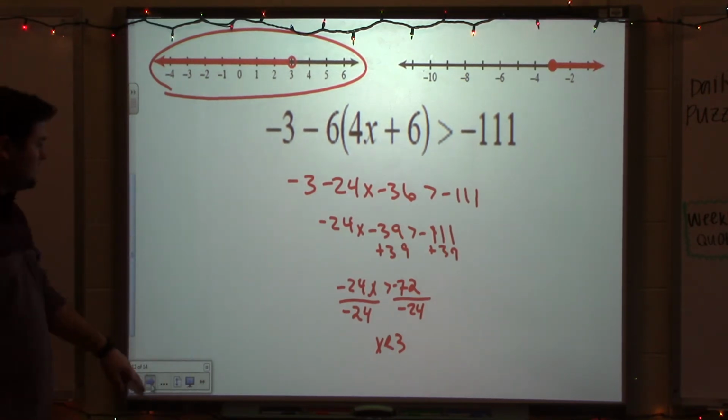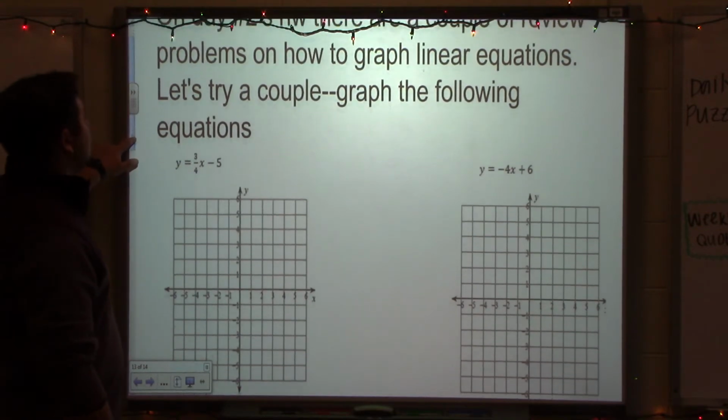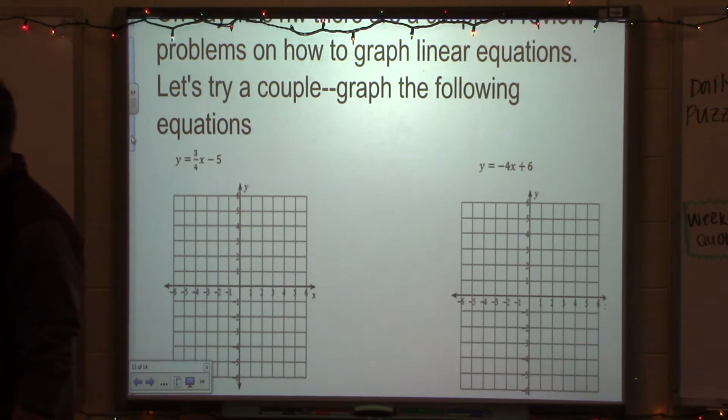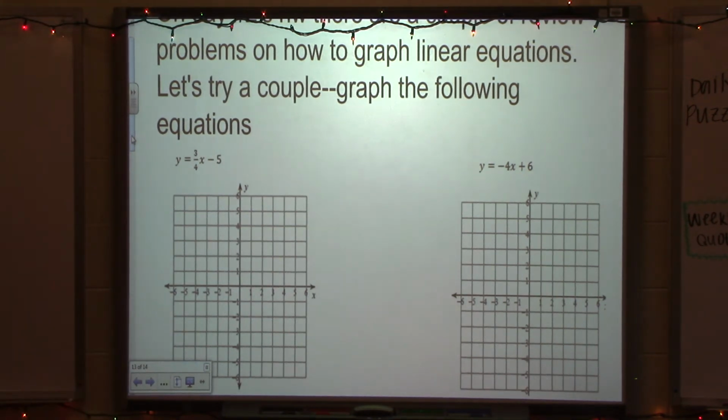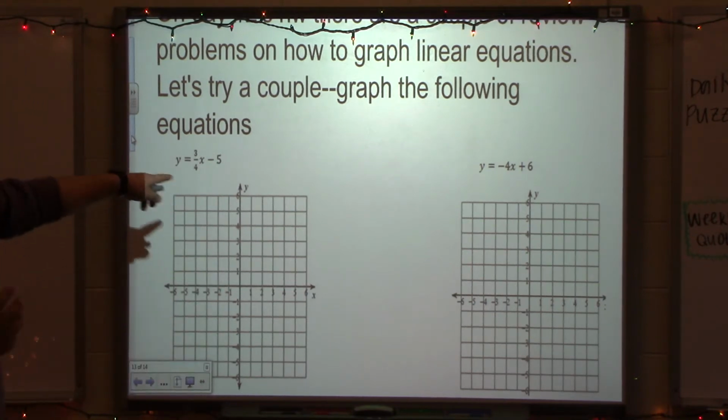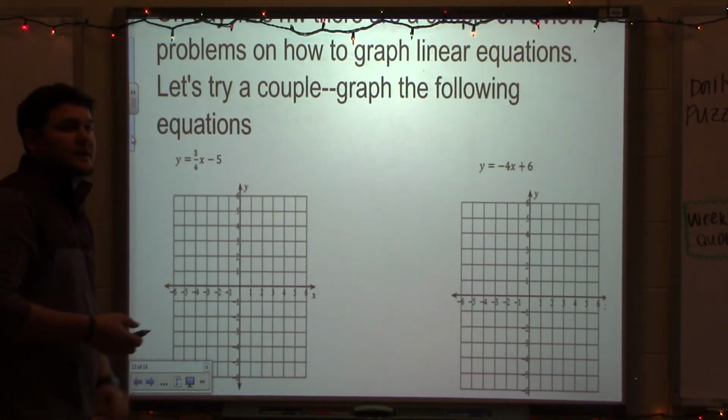Alright, then last thing we gotta do, let's review a little bit of how do we graph a line, right? There might be some problems, I think, on the homework tonight. And we're going to need it later this unit when we start graphing inequalities. So how do you graph a line? y equals 3/4 x minus 5.